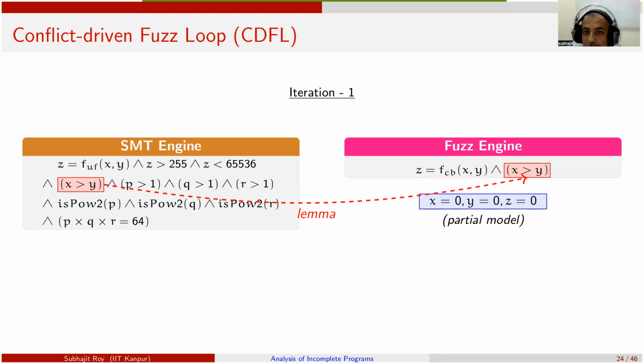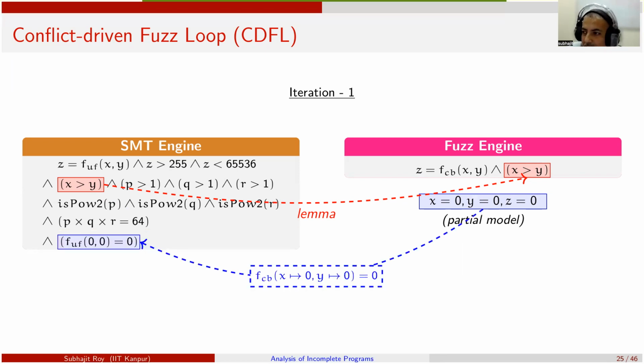So the fuzz engine now again refines its model. At the same time, like I was saying, the SMT engine takes this f as an uninterpreted function, and it learns the fact that even on that uninterpreted function, with 0 values, this is supposed to give you back a 0. So in some sense, we have enhanced both the engines with some added knowledge from each other. The SMT engine starts knowing a little bit more about what was happening with the CB part, and the fuzz engine gets to know more about what is happening with the logical theory.